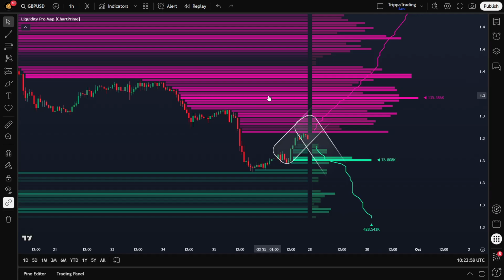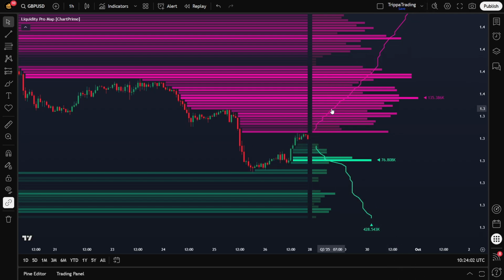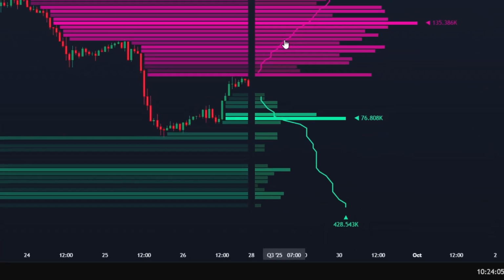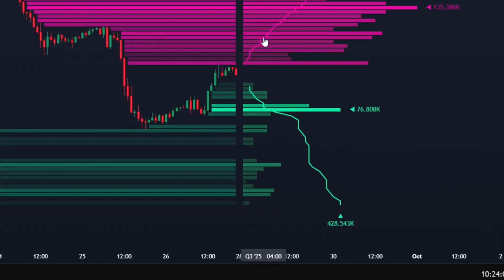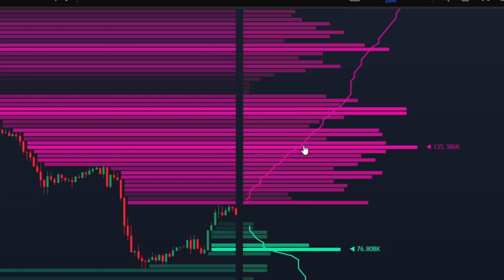Running along the edges, you'll also notice the skew lines. These polylines show you who is winning the tug of war. If the buy skew is rising strongly, buyers are absorbing sell pressure. If the sell skew is strong, sellers are in control.